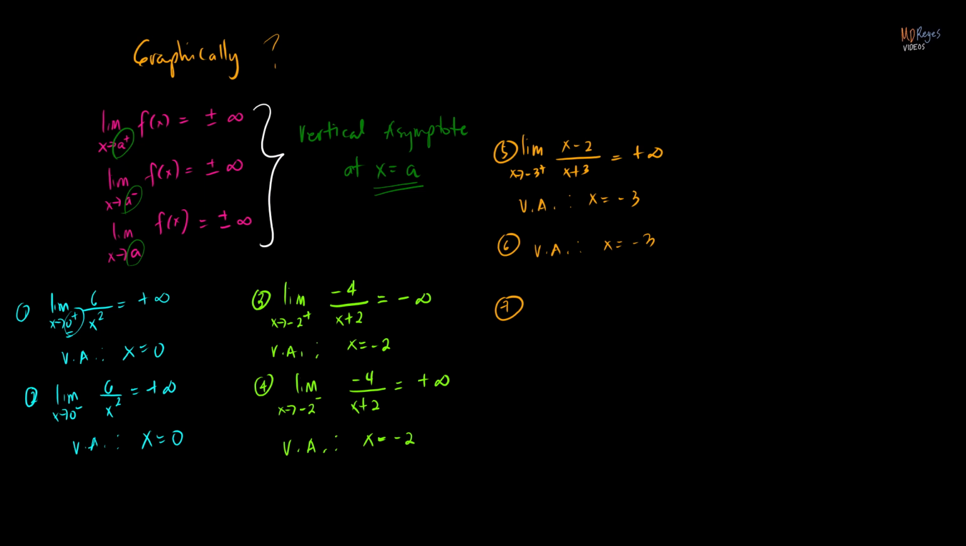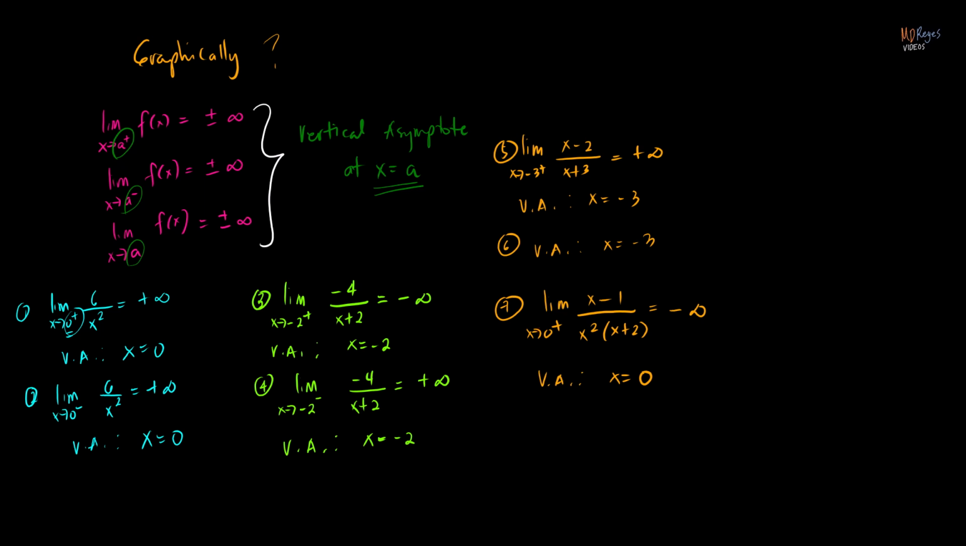In example number 7, we have the limit of x minus 1 over x squared times x plus 2 as x approaches 0 from the right. Our answer here was negative infinity. Since the limit of f of x as x approaches 0 from the right is negative infinity, there is a vertical asymptote in the graph of the function, and its equation is x equals 0. Again, 0 was obtained from here.